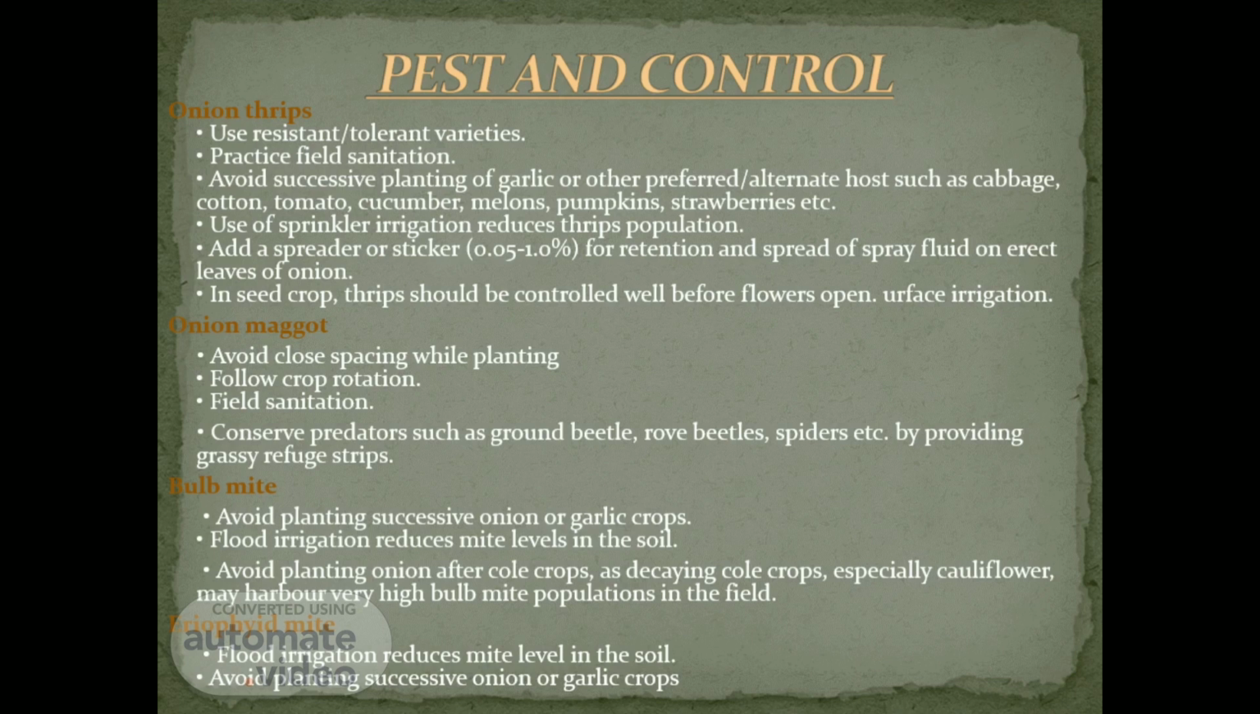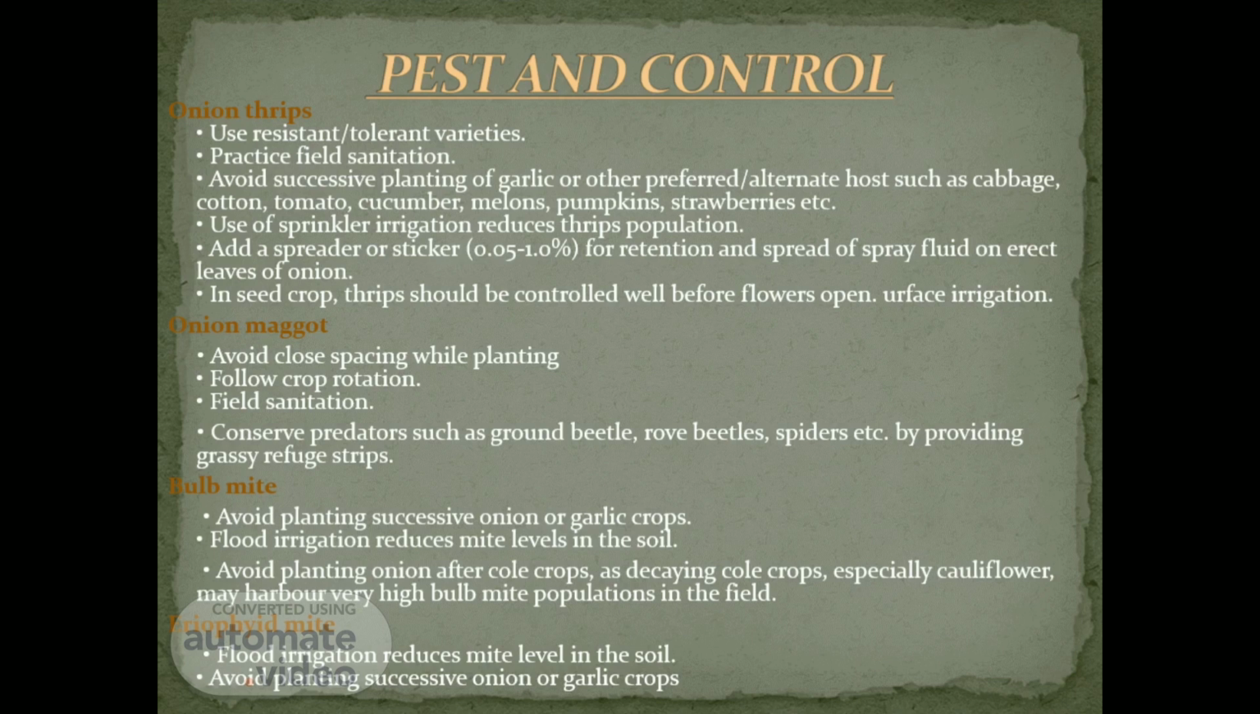Third, bulb mite. They can be controlled by avoiding planting successive onion or garlic crops, by flood irrigation as it reduces mite levels in the soil, and by avoiding planting onions after cole crops, as decaying cole crops, especially cauliflower, may harbor very high bulb mite populations in the field.